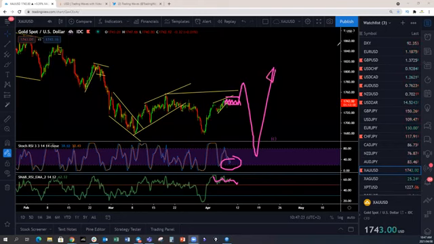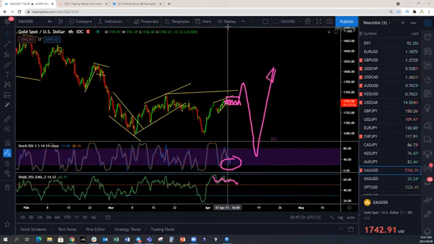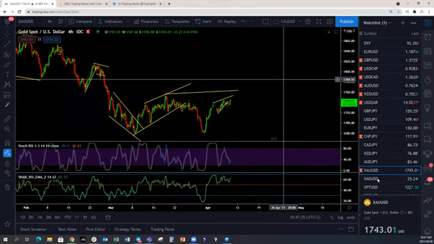Check out the blog on the website as well. So this is what we're looking at on gold. The RSI is staying above 50, so that is supporting strength on to the upside. Let's go silver as well.